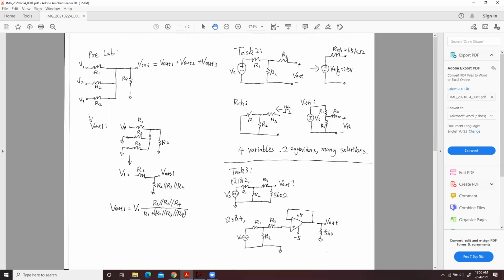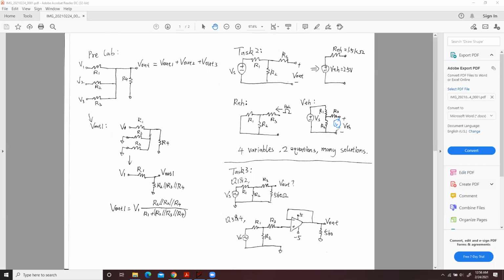Then you will use VTH to get the second equation. Okay, so this is the equivalent circuit with this one. Okay, so when you want to measure the voltage, what you want is for the voltage to be 2.5 volt. Okay, when you measure the voltage, you have a voltmeter in here. Okay, so something like this.